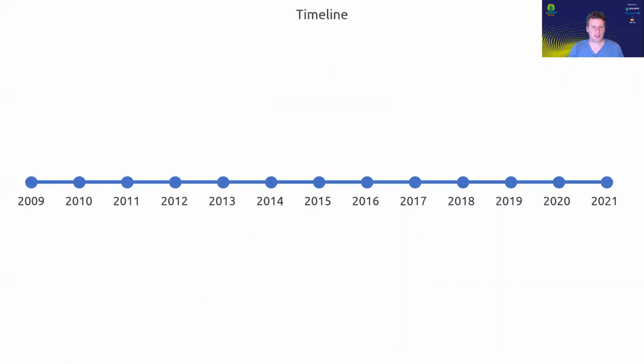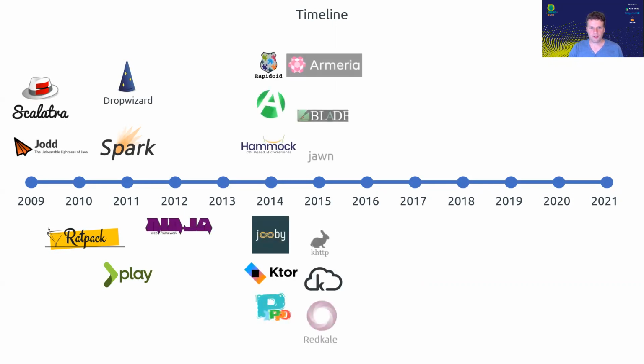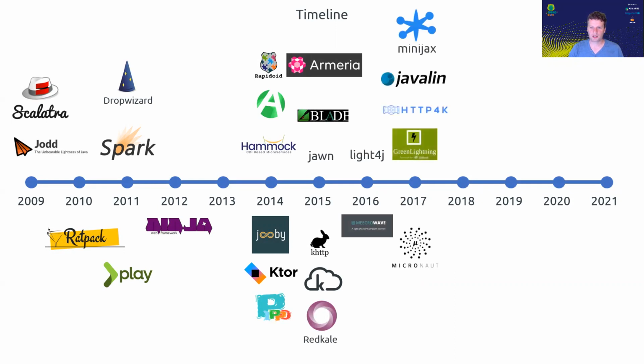So first, let's have a brief look at the history of microframeworks, at least JVM microframeworks. For that, it starts in 2009 with Scalatra and Jot. Then Redpack joins, Drop Wizard, Spark, and Play joins some later, Ninja. And then in 2014, 15, 16, it really gets wild. A lot of frameworks join the market. 2017 and 2018. And then it stopped, actually, or at least to my knowledge.